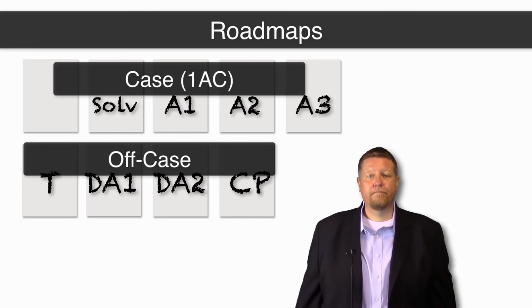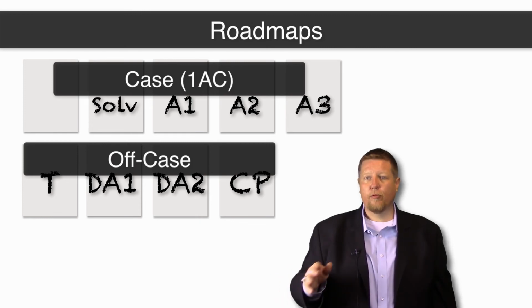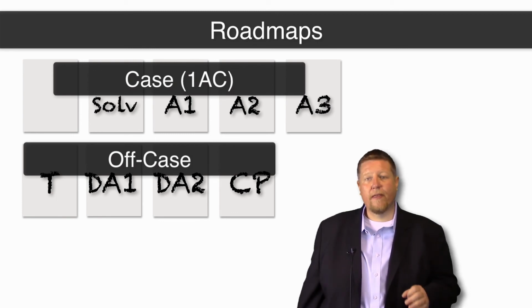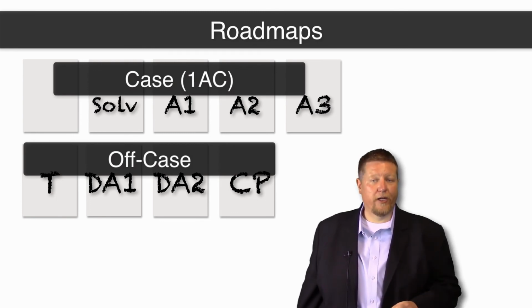Is anyone not ready? Before we begin the timer, I'd like to offer a brief roadmap for the benefit of anyone taking notes. I'll have 4 off-case arguments, and then I'll respond to solvency and each of the advantages in order.